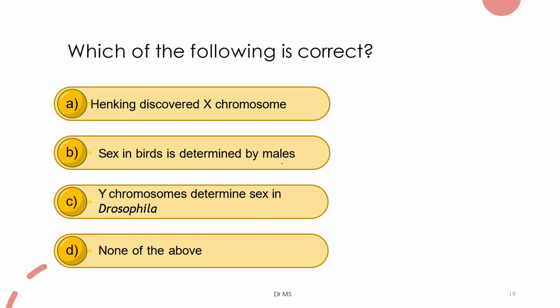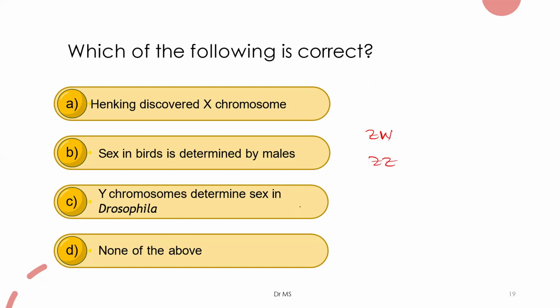The sex in birds is determined by... No, sir, it's determined by females. Okay, what do we use here? Is it XX and XY? ZW for females and ZZ for males. Yeah, ZW and ZZ is the one which we use here.